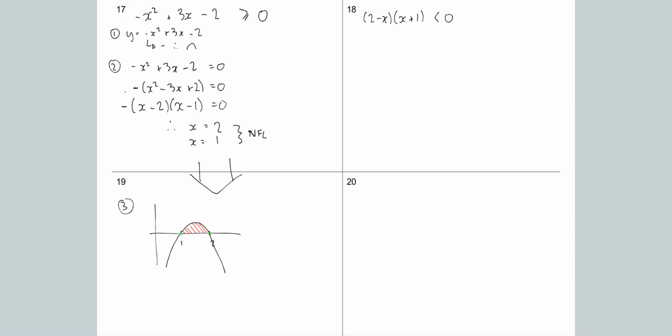And so for step 4, I've got if x is greater than or equal to 1, or x is less than or equal to 2, then the expression is greater than or equal to 0. So that's all good, and we could leave it there and that's fine.